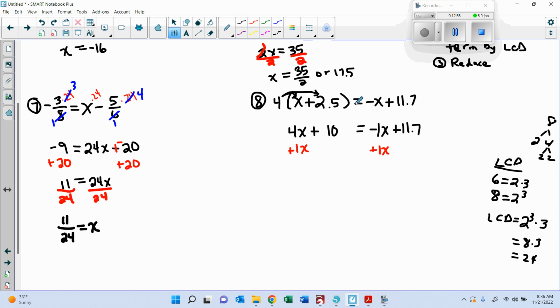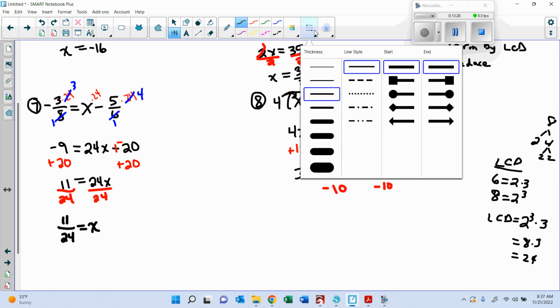Now we have 4x plus 1x, which is 3x, and then we have plus 10. Negative 1x plus 1x is 0. That's why we did that. And now we just have 11.7. So now we're going to fix this side, the only one mixed. This side only has a constant. So we need to subtract 10 from both sides. And then we'll write down what we have left.